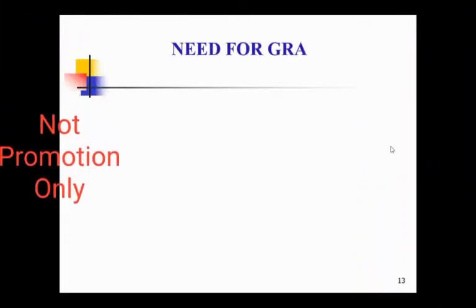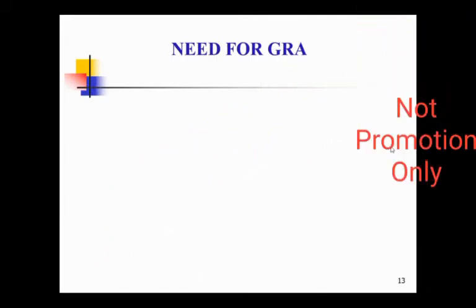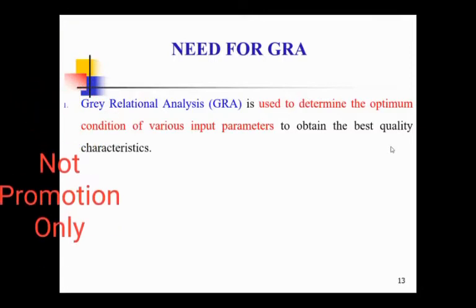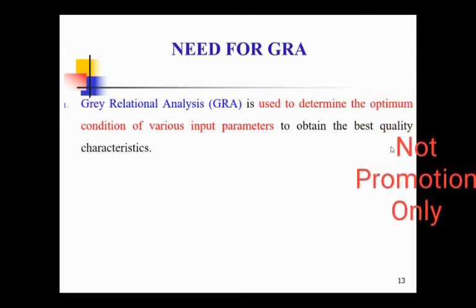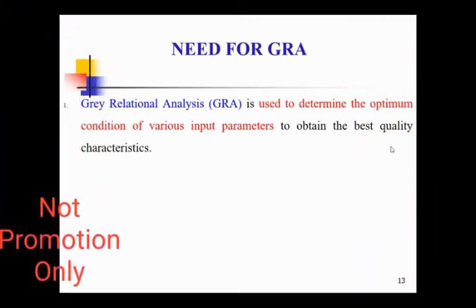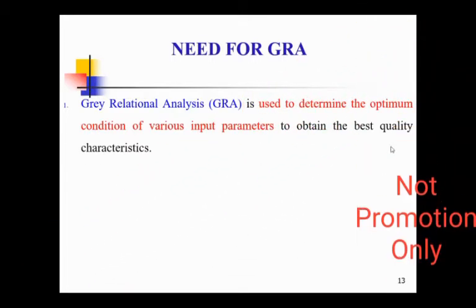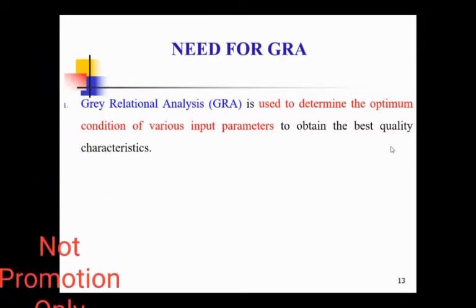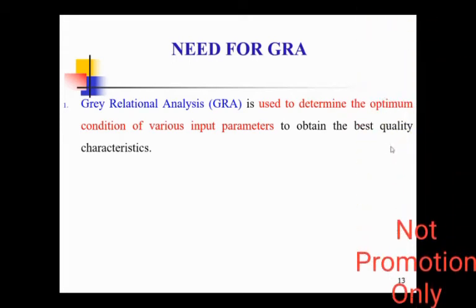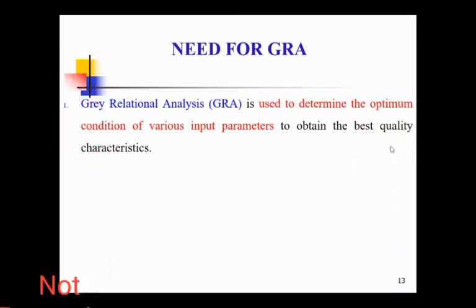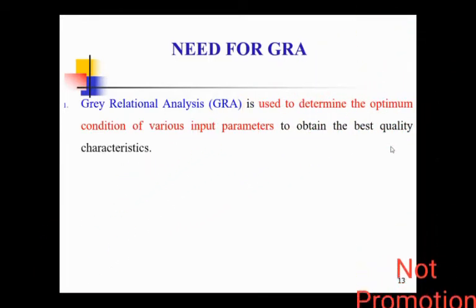Now, what is the need for this grey relational analysis? For what purpose are we going to use it? This grey relational analysis is specifically useful in determining the ideal conditions. The ideal conditions are the optimum conditions of different input factors that we consider in an experimental study, so that the best quality characteristics can be obtained. The quality characteristics are nothing but the outputs.